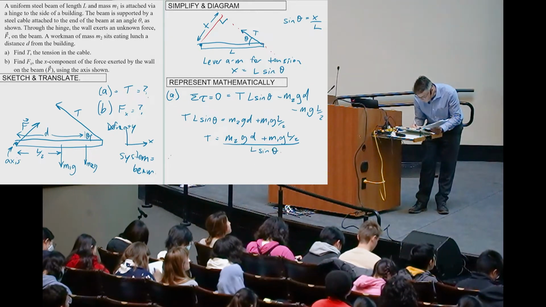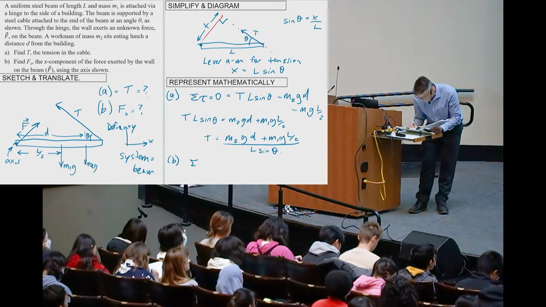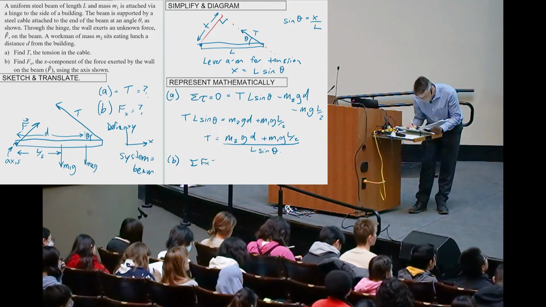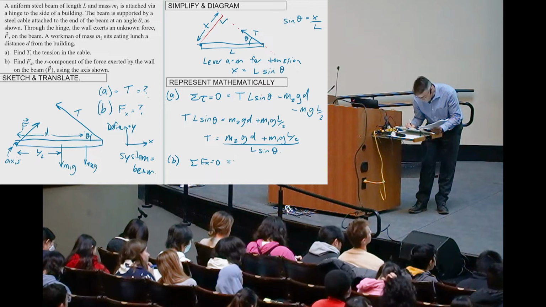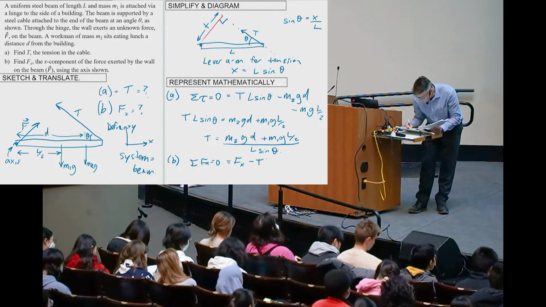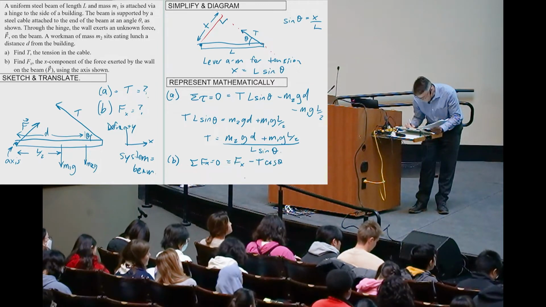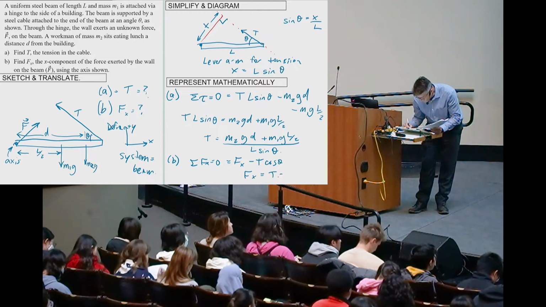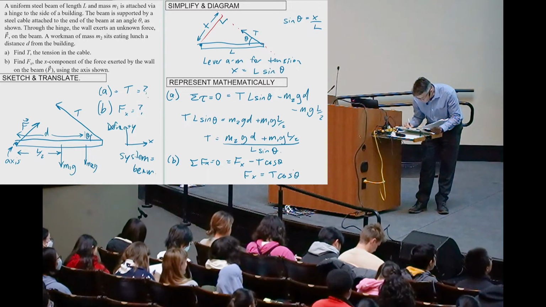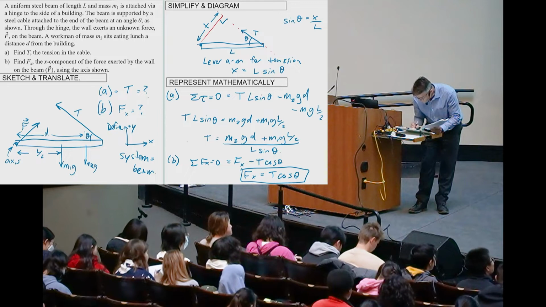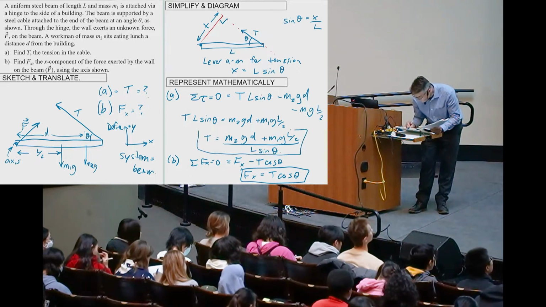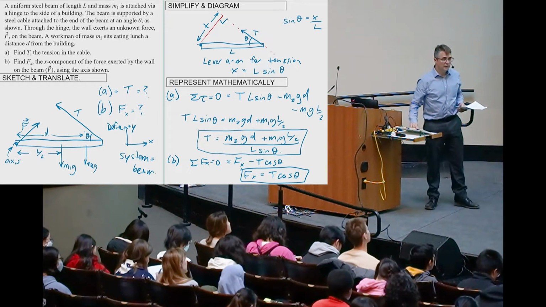And then for part B, we just say that the sum of the forces in the x direction is equal to 0, and that's just Fx minus T cos theta. So I'd say just Fx equals T cos theta. And we already found tension. So that's how I would do that one. That's an example of finding lever arm.